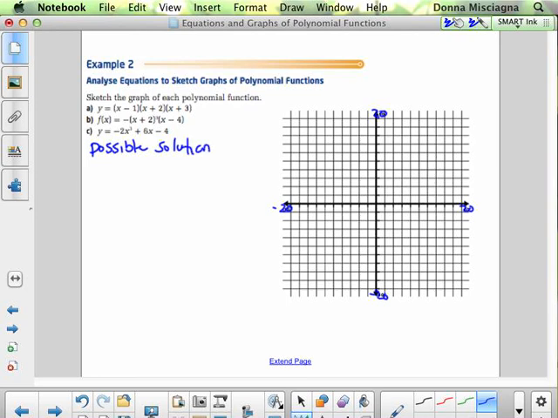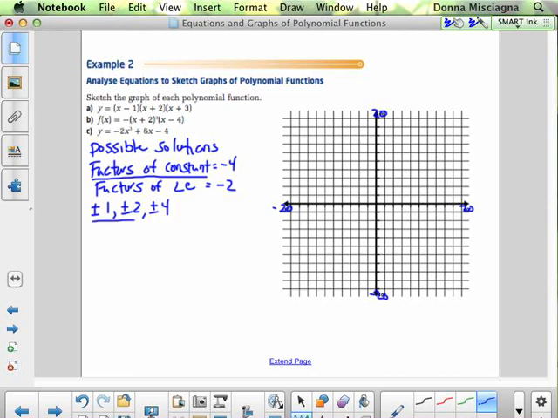All right, possible solutions are the factors of the constant, which is the 4, or technically the negative 4, divided by the factors of the leading coefficient, which is the negative 2. So the factors of 4 are just plus or minus 1, plus or minus 2, and plus or minus 4. The factors of 2 are plus or minus 1 and plus or minus 2.